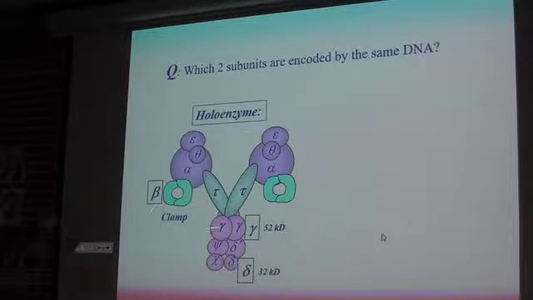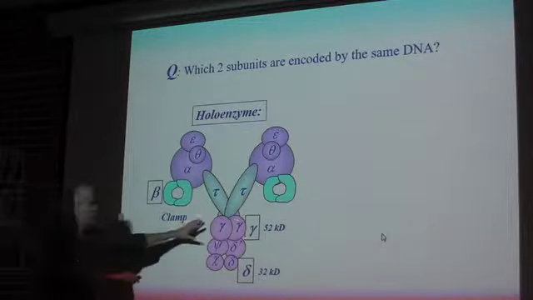Here you see the two-headed monster. The body, the clamp loader, tau, one monomeric unit, the other monomeric unit. Well, now you guys already know that.